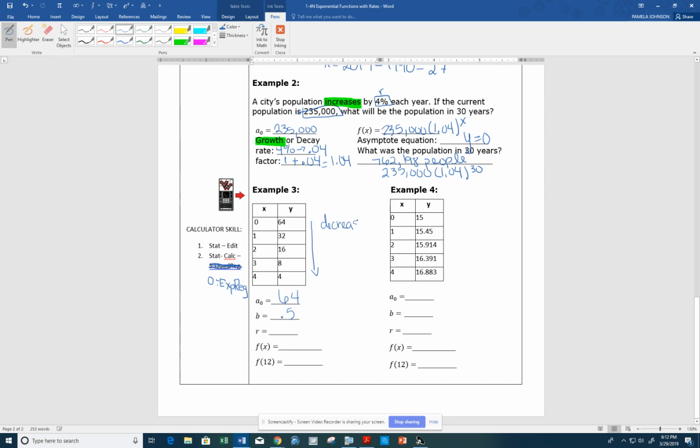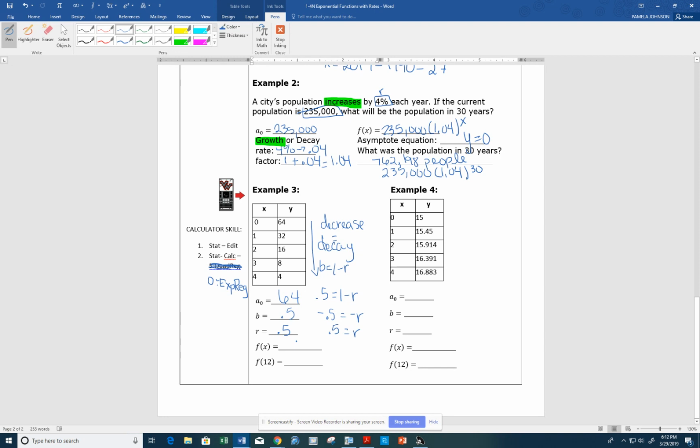Now, if you notice, all of the y values here are decreasing. That means that this is a decay problem. Okay, so if you remember, to find our B value for decay, it's 1 minus the rate. Well, we're given a B value, and we need to find the rate. So 0.5 equals 1 minus R. We will subtract 1 from both sides and get negative 0.5 equals negative R. And when we multiply or divide both sides by negative 1, we get positive 0.5 equals positive R. So our rate is 0.5.